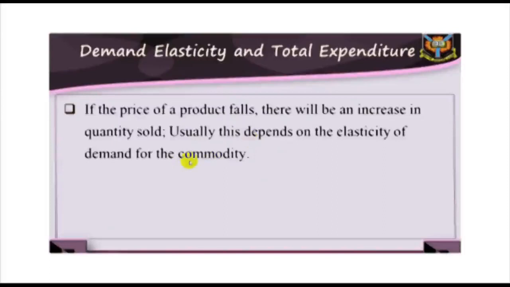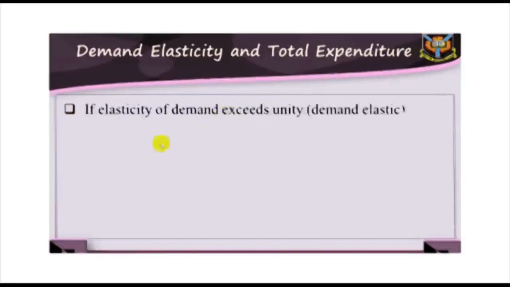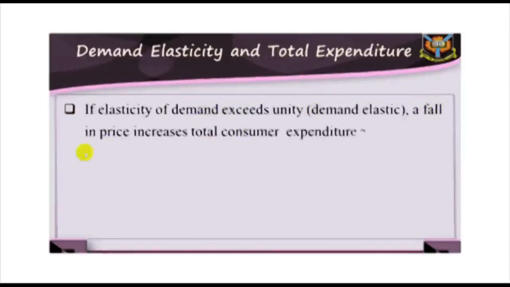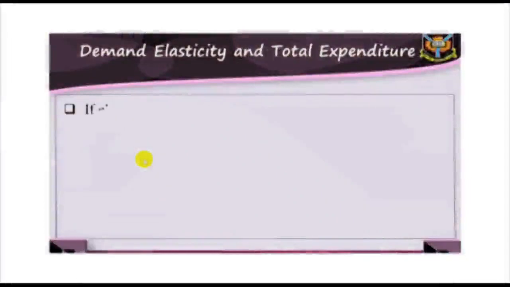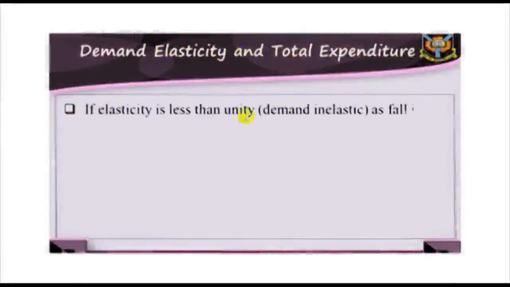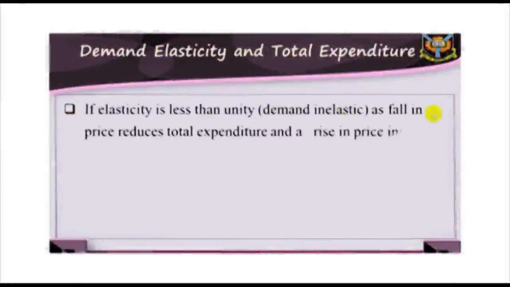If the elasticity of demand exceeds unity, that is elastic, a fall in price increases total consumer expenditure and a rise in price reduces it. If elasticity is less than 1, a fall in price reduces total expenditure and a rise in price increases it. On the other hand, if elasticity of demand is unity, a rise or fall in price leaves total expenditure unaffected.